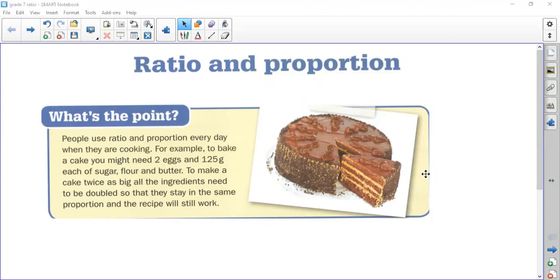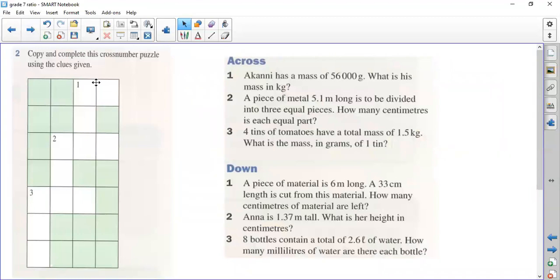So in each activity that we do, maybe we need to use ratio and proportion. So let's take the concepts that are most important for it. First of all, there is this crossword puzzle given in your book. I want you to complete it. You have to revise the knowledge that you have taken from grade 6. By solving these problems you will complete this crossword.